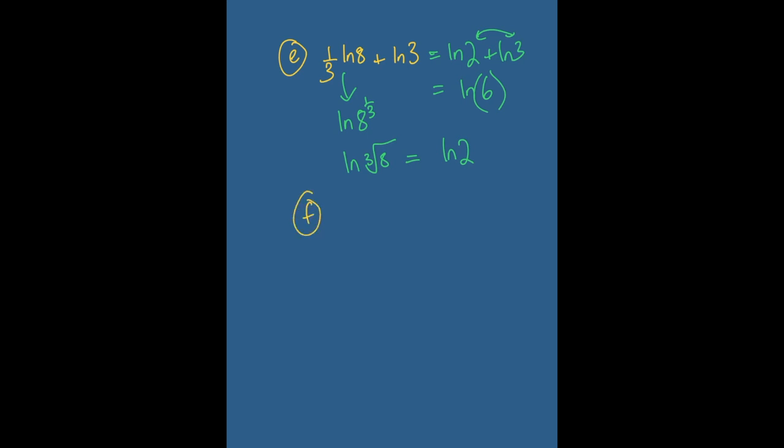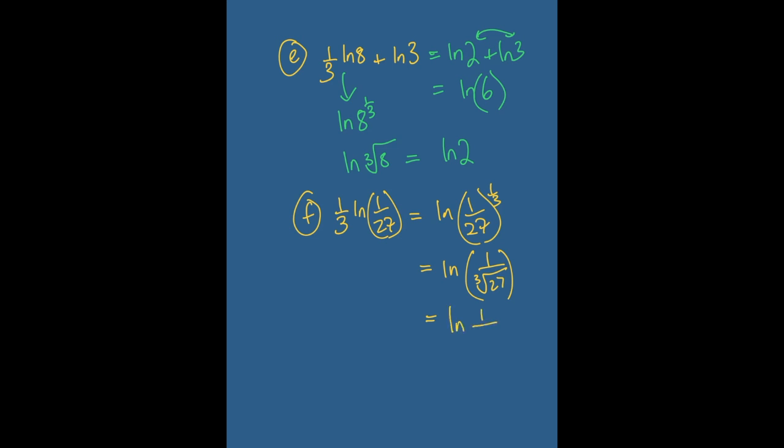Letter F, it's 1/3 natural log of 1 on 27. So again, let's look at this: it's the power of a third, so that's actually the cube root of 1 on 27. So what's the cube root of 1 on 27? That's going to be 1 on 3. That's just the same as that.